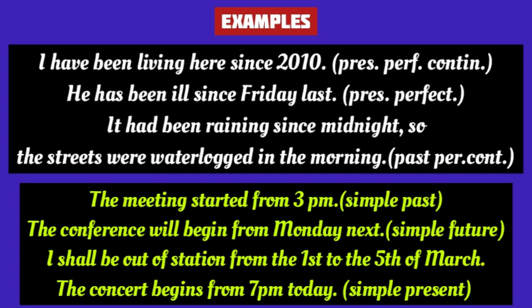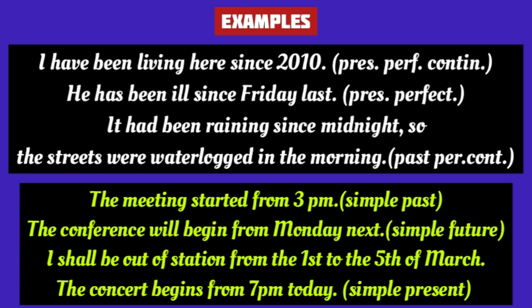The preposition since is also used with the past perfect or past perfect continuous tense. For example, it had been raining since midnight, so the streets were waterlogged in the morning. In this sentence with past perfect continuous tense, since indicates that the rain started at midnight, leading to the waterlogging.